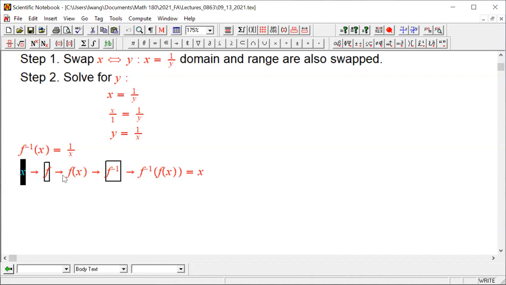The input given to F produces F of X. F of X is given to F inverse. So this input now, because the range and domain are the same, is given to the inverse and produces an output. That output is going to be exactly the same as the input we started with. Now, another scenario. I take an input and give it to F inverse, and this is going to produce F inverse of X.